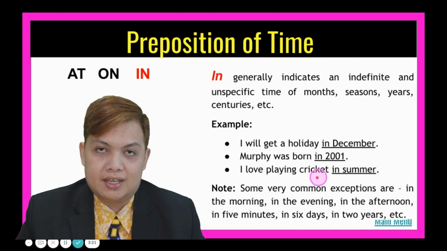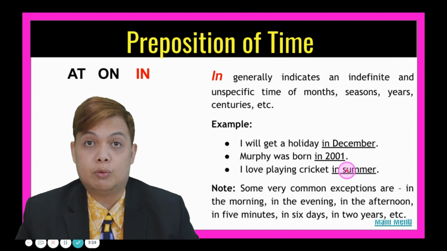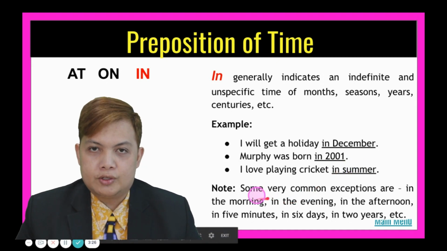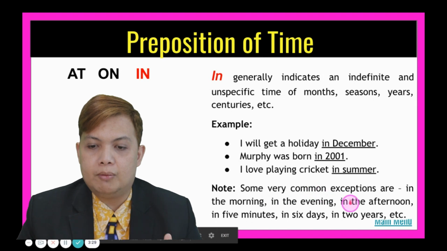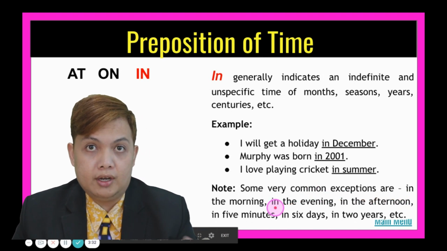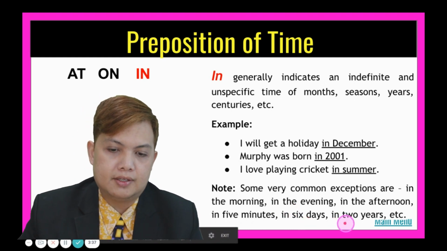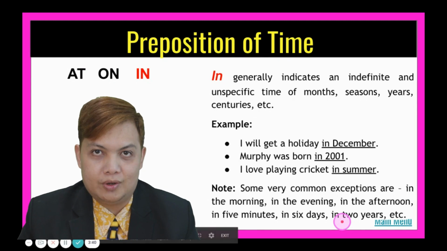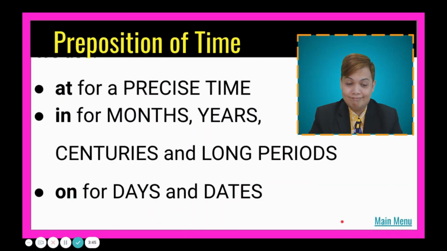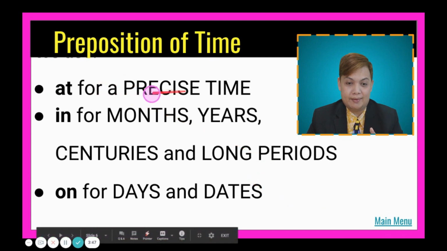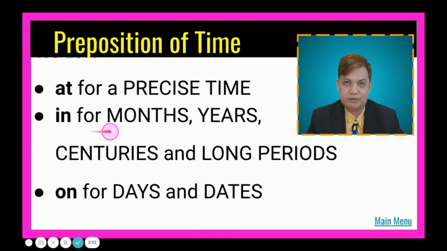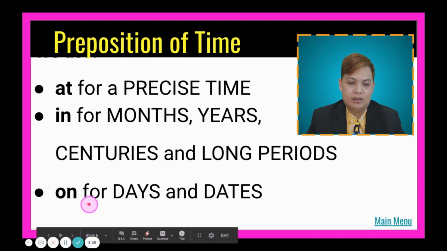I love playing cricket in summer. Summer is a season, so we use in right over here. Please remember that we have very common exemptions, and they are: in the morning, in the evening, in the afternoon, in 5 minutes, in 6 days, in 2 years, and so on and so forth. As a review, at is for a precise time. Don't forget that. In, we use for months, years, centuries, and long periods of time. And on, we use for days and dates.